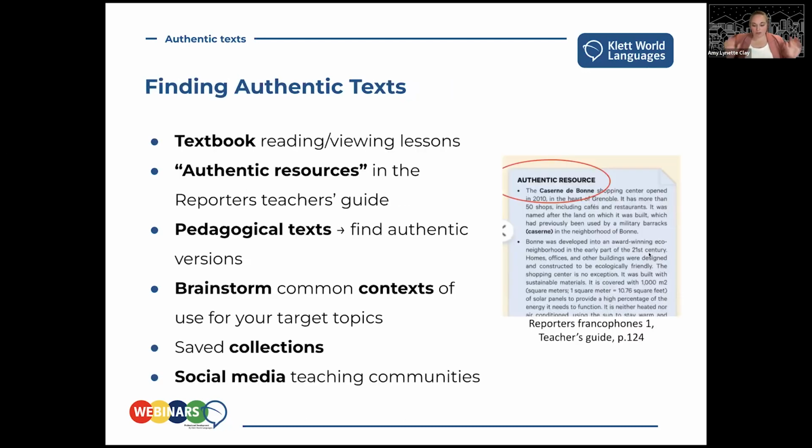All right, so where do we find these authentic texts? One, textbooks. There are reading and viewing lessons in a lot of textbooks. In Reporter Francophone, there is, in the teacher's guide, this little authentic resource box that will give you some ideas of resources that you can use, sometimes links to them and ideas about their history. This is just one example that's in there. Also in our textbooks, we can look at the pedagogical texts that are there and find authentic versions.